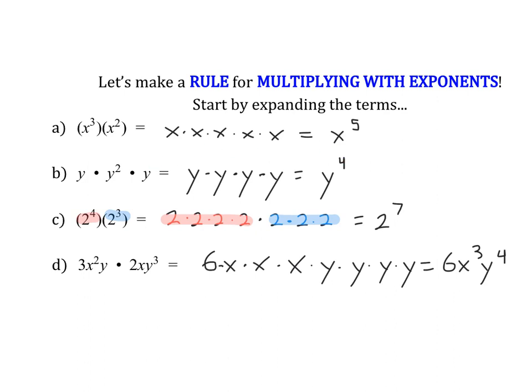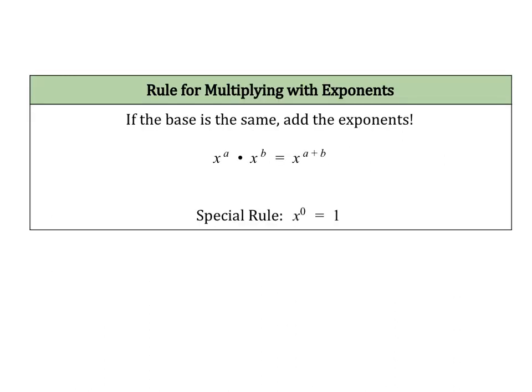Remember, if we don't see an exponent, we can put an invisible 1 there. If you look at the next one, 4 plus 3 is 7. Here, 2 plus 1 is 3, and 1 plus 3 is 4. So this can be a shortcut for us. So if we want to generalize a rule for multiplying with exponents, first we have to note that the base must be the same. All you have to do is add up the exponents, and that will save you some time rather than expanding out the term and then counting. So remember, when you're multiplying with exponents, you just add up the powers.